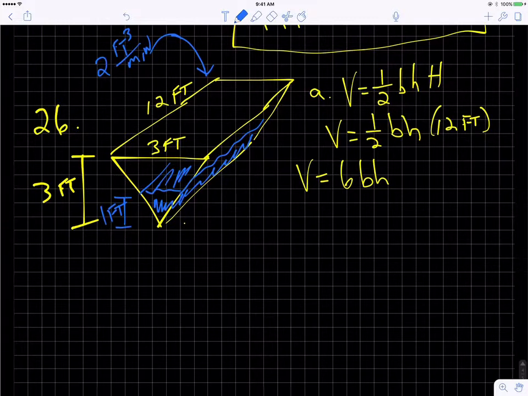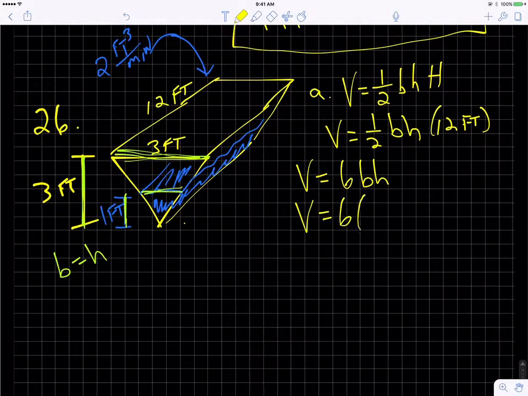So they're asking at what rate is the height changing, so we need to keep h in there but not b. So the bigger triangle shows a relationship between the height and the base. It's a 1-to-1 relationship. So that means when the height of the water is 1, the width, the base across the top is 1. That means that B is equal to H. That's the ratio. So I can make a substitution, and I want all H's, so I'm going to substitute in H for B here. Simplify that, and I get 6H squared.